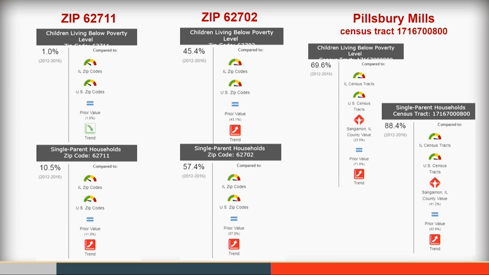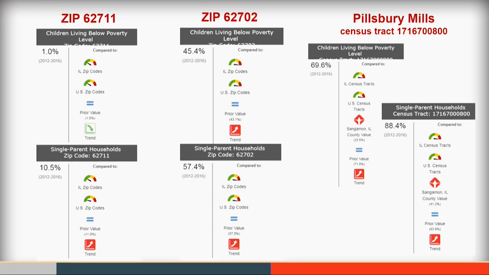So those health indicators I have, like diabetes and asthma and some of those things, I don't have those down to the census tract area, but what we do have down to the census tract area is some of the economic measures. So here's some economic measures. Our best zip code, children below poverty, is 1%. And then for the zip code 62702, where Enos and Pillsbury are located, it's 45.5% of the children are in poverty. Let's move over to Pillsbury Mills.